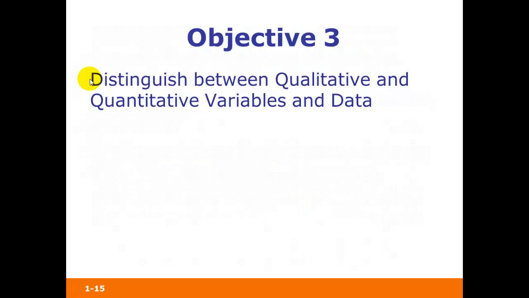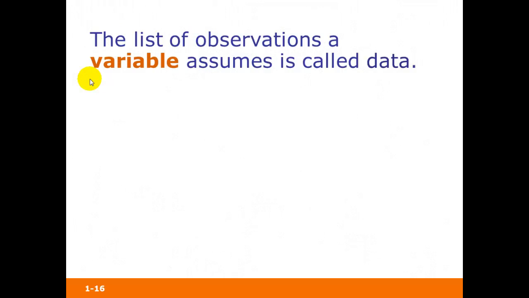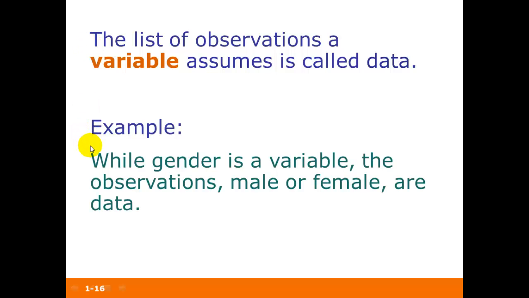The third objective for this section is to distinguish between qualitative and quantitative variables in data. So the list of observations a variable assumes is called data. For example, while gender is a variable, the observations, which would be male or female, are actual data.